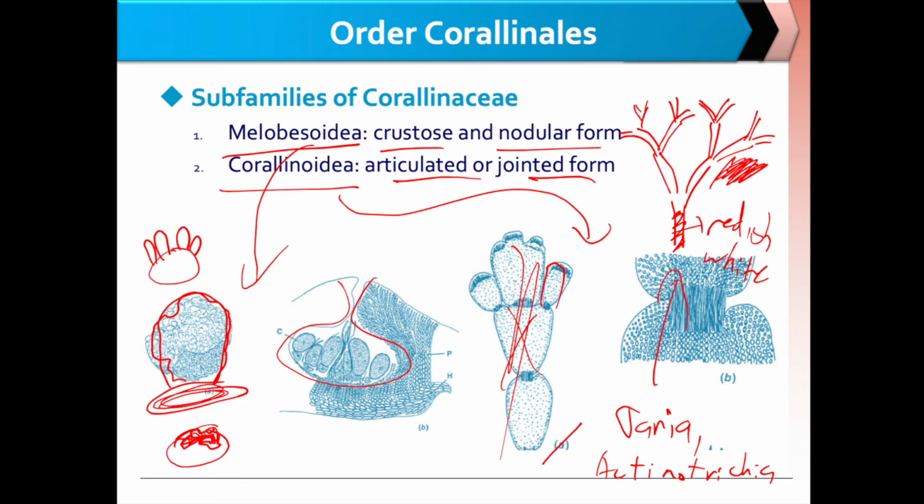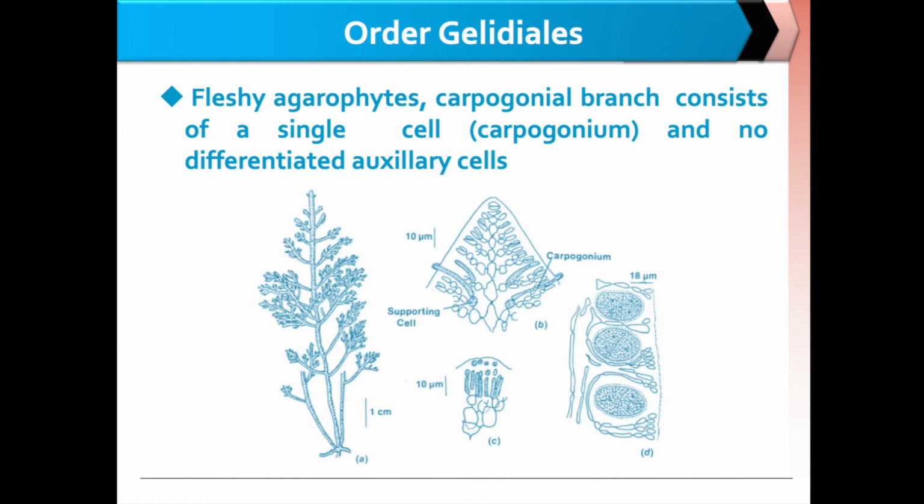Minsan, lalo na Cheilosporum, Jania at Actinotrichia, yung mga segments niya, lalo na yung dulong portion, meron kang annular rings or parang may mga rings na form. So, kunwari ito yung tip, may mga rings ka dyan na makikita at pwede nyo magamit yon for taxonomic identification. Again, yan yung ating subfamilies under your Corallinaceae, Melobesioideae at Corallinoideae.